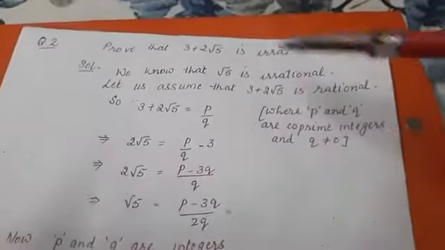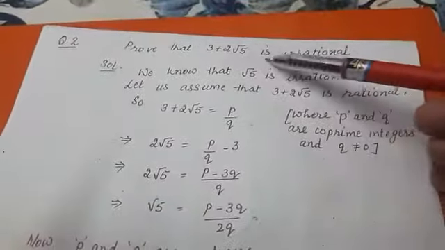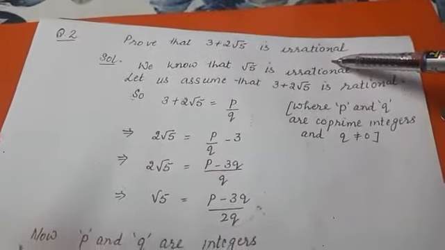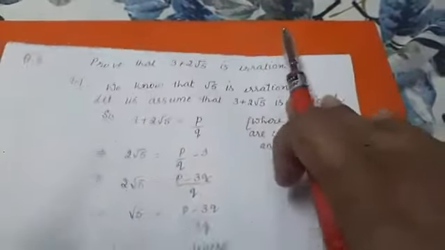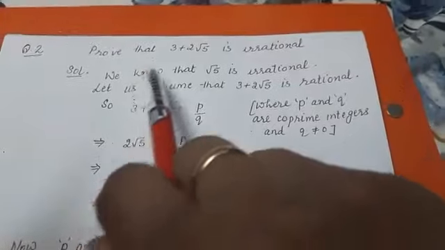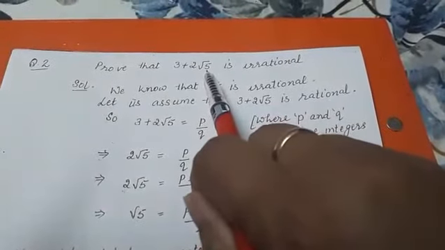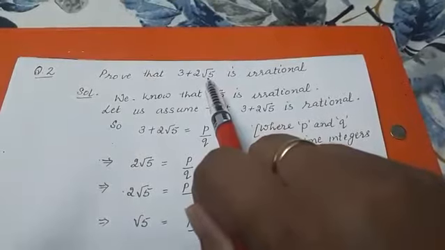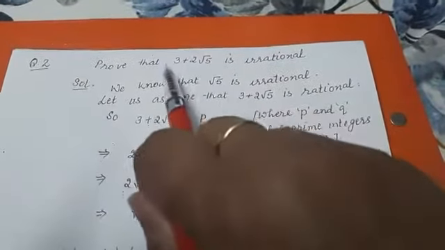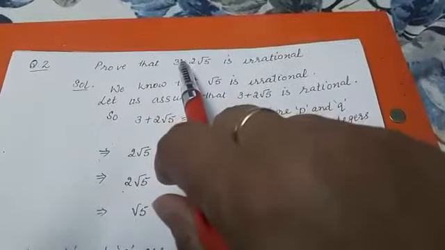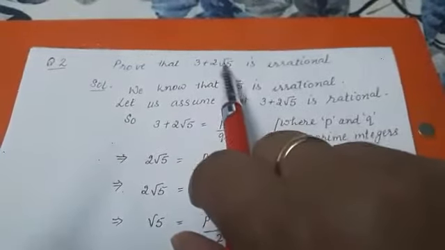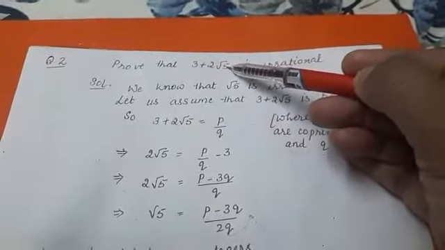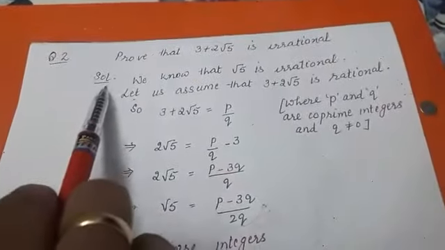Children, today I am going to tell you how we can prove that 3 plus 2 root 5 is irrational. This is question number 2 of exercise 1.3. In the first question, we have already proved that root 5 is irrational. Now we are going to prove that 3 plus 2 root 5 is also irrational. For doing this question, we will assume that we already know that root 5 is irrational. In this way only I have started the solution.